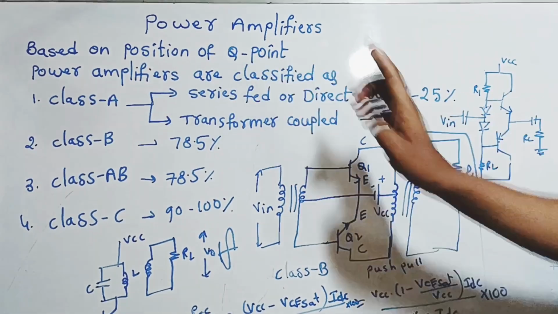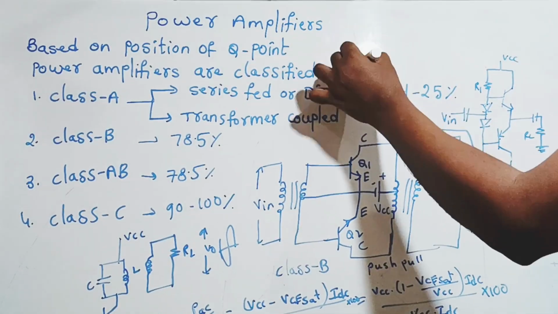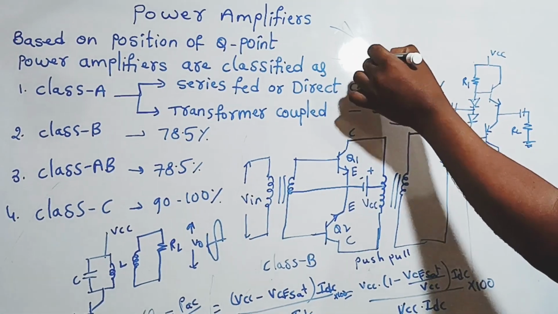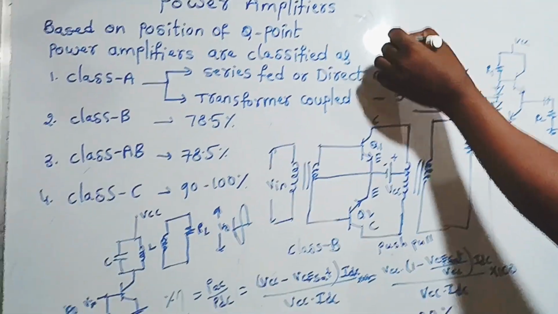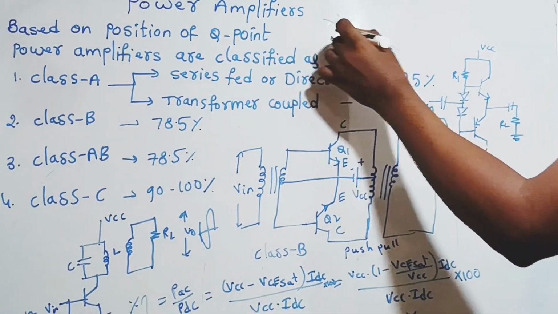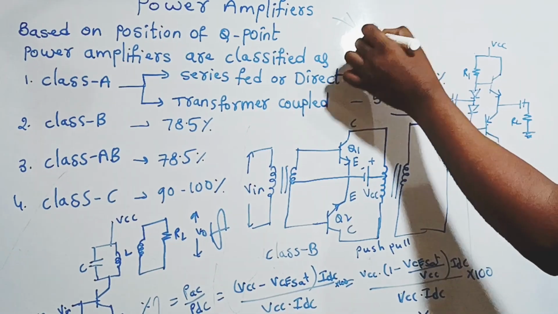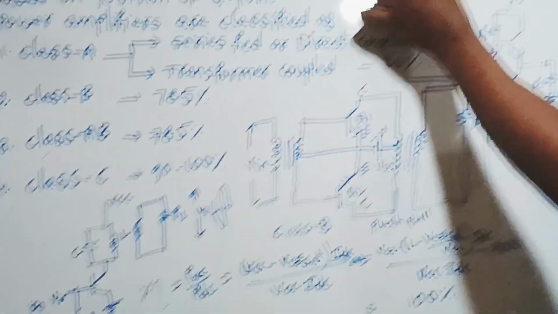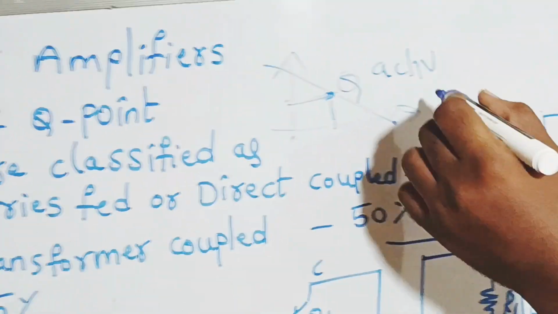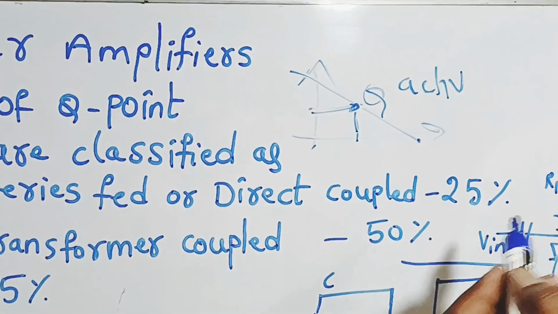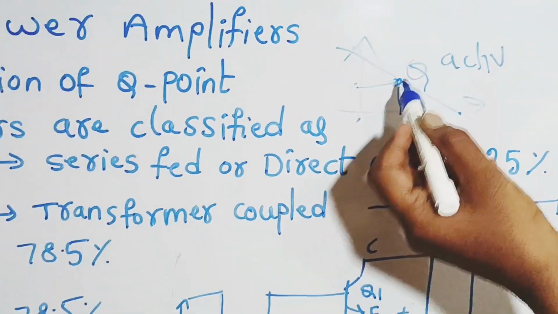Based on the position of the Q point. Already we know what the Q point is. If you draw the DC load line on the output characteristics of the amplifier, this is the DC load line. The center of the DC load line is our Q point. If it is in the active region, that is operating, acting as an amplifier.